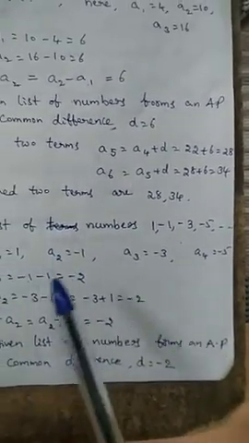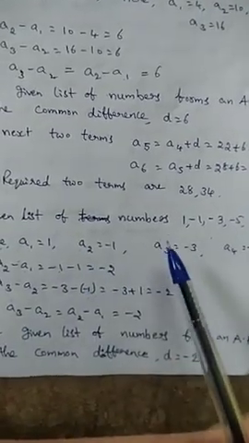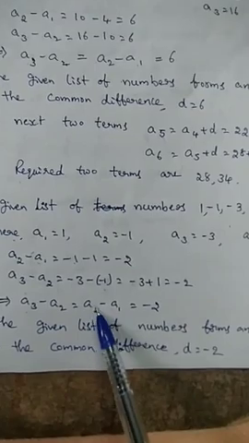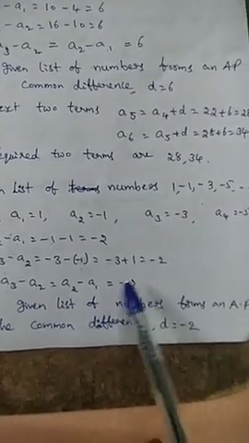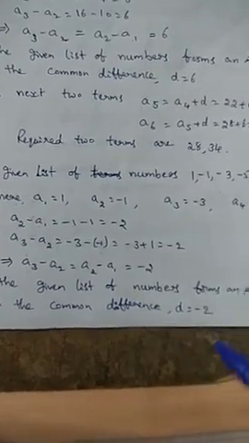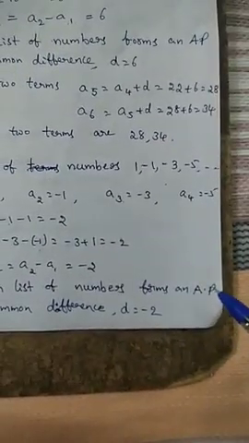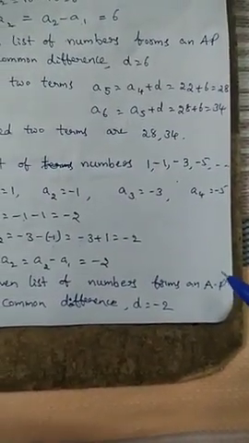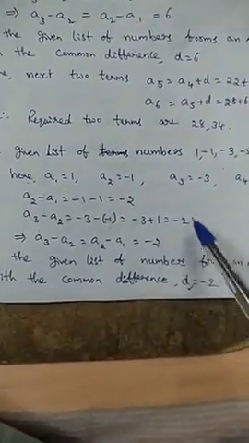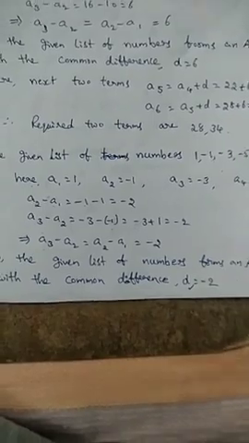Then the consecutive terms' differences are equal, so those are in AP. So A3 minus A2 is equal to A2 minus A1, which is equal to minus 2. So the given list of numbers forms an AP with the common difference. What is the common difference in this situation? Minus 2.